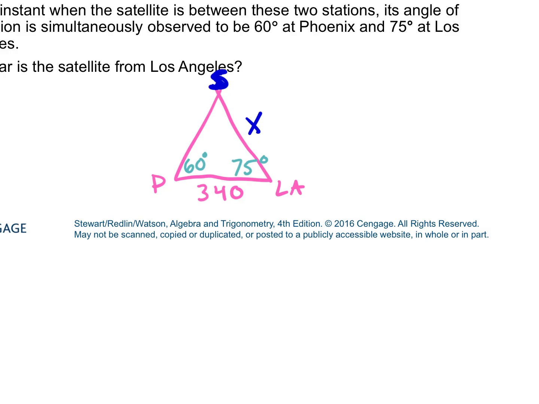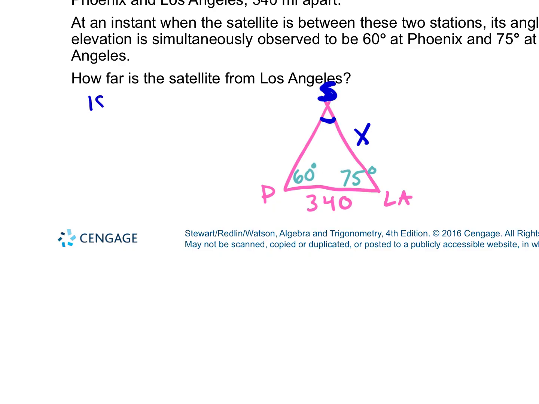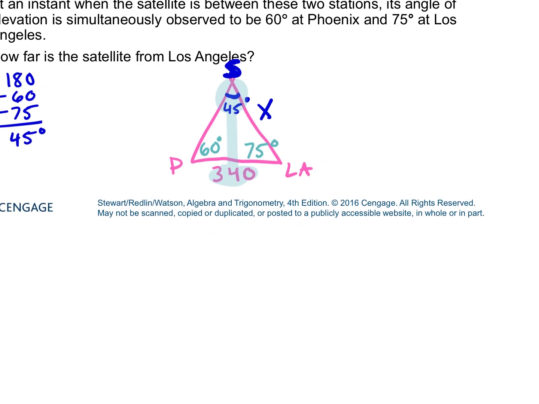But can I figure out what the angle at the satellite is? Yes. How? 180. Add 60 to 75, subtract from 180. We're going to do 180 minus 60 minus 75, or you can add them together and then subtract from 180. 45. Perfect. That would give us 45. Now we have a pair. We have the angle S, and the one that's opposite to it, 340.